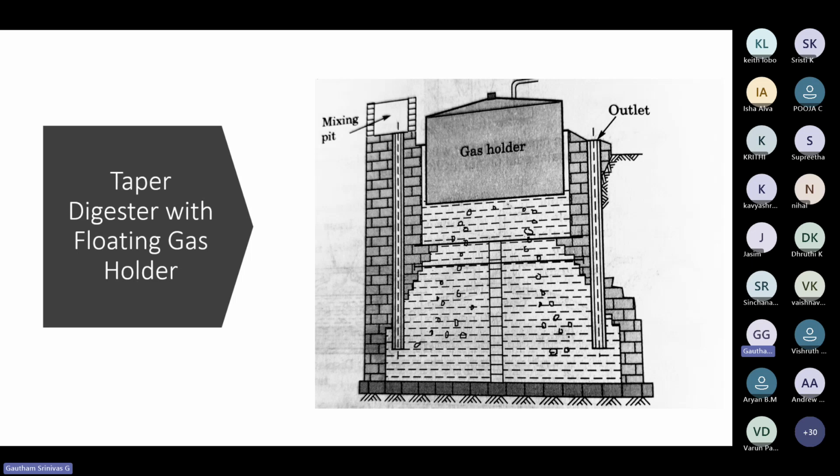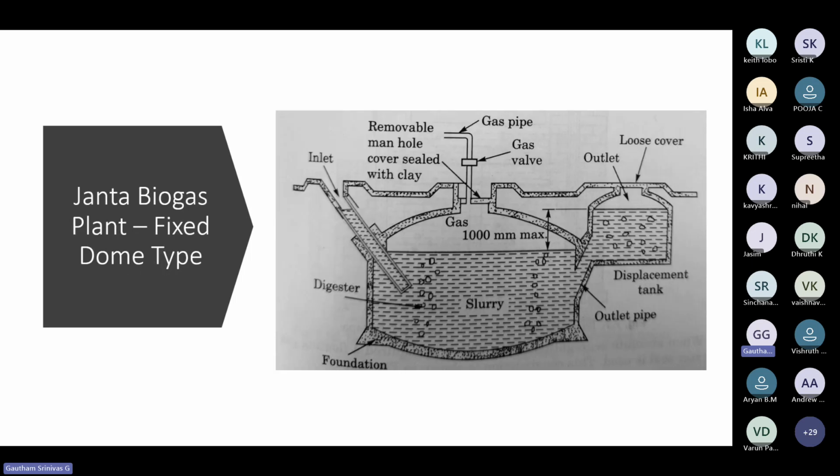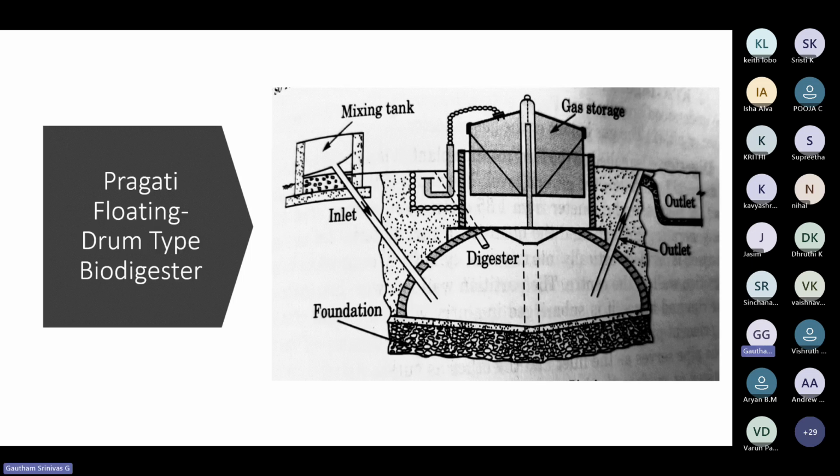Why do we do this tapering? This is a taper biogas digester with a floating drum. Tapering is like steps over here, so the width is just increasing as the depth increases. Why do we do this? Any idea? It's very similar to the Pragati plant that I just told you about.